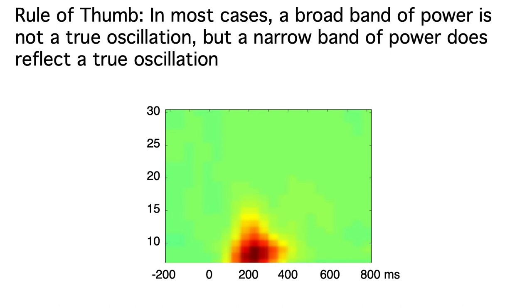Now, sometimes you'll see a plot like this. It doesn't show the low frequencies, so you can't tell whether it's a narrow band of oscillations or whether it extends down to zero. In this case, you just can't know whether there's an oscillation or not.